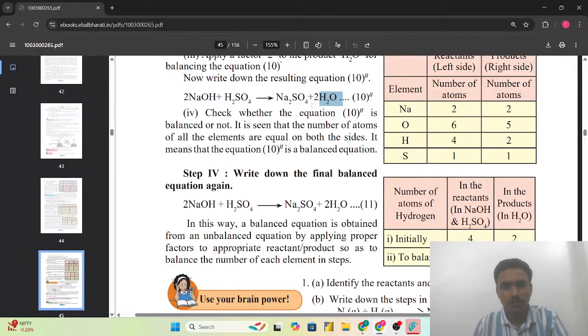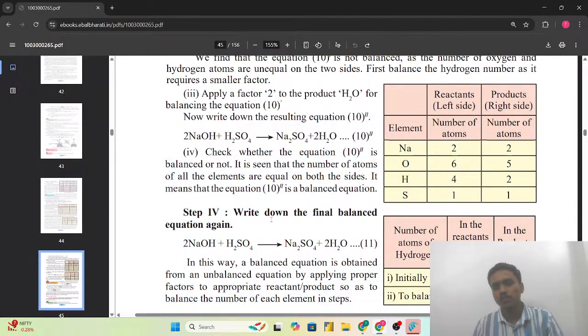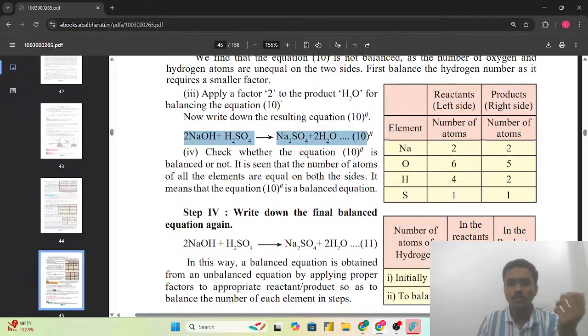अभी इस इक्वेशन में हम देखते हैं कि क्या सारे एलिमेंट्स बैलेंस है. सो वी आर बेसिकली ट्राइंग टू बैलेंस द हाइड्रोजन. सो हाइड्रोजन यहाँ पर दो, और बस यहाँ पर दो हाइड्रोजन है, यहाँ पर चार हाइड्रोजन है. Check whether the equation 10 double dash is balanced or not. Clearly it is seen that it is not balanced.